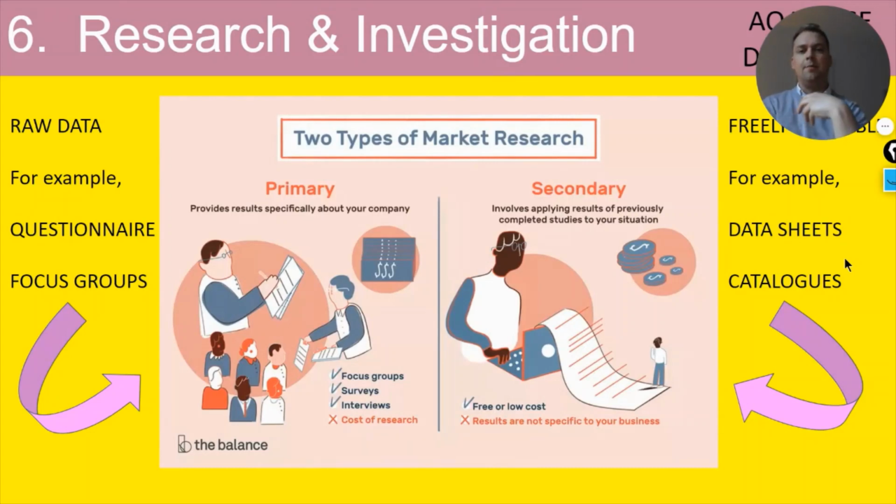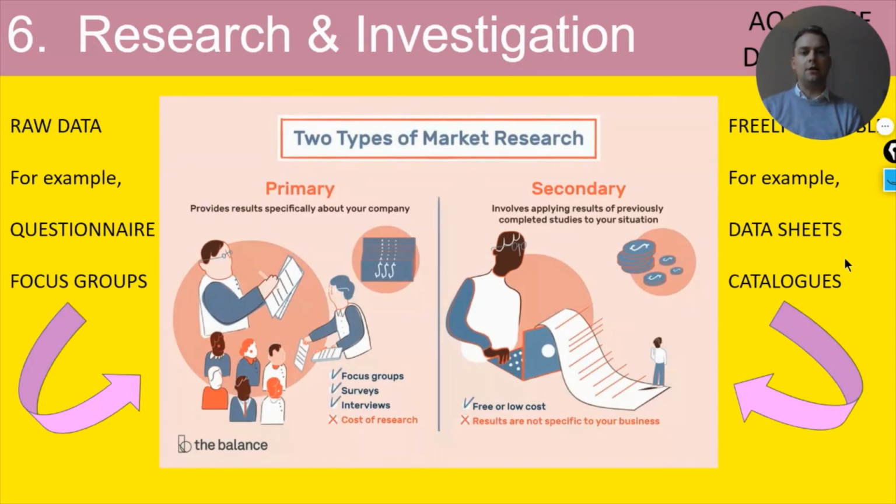So if we're thinking about two types of market research as a first example, we are familiar with terms like primary research and secondary research. And they're sort of the same, actually, when thinking about market research. So primary research is involved with raw data, data directly from the source. So, for example, questionnaires or focus groups. You have gone out and you have gathered that raw primary data.